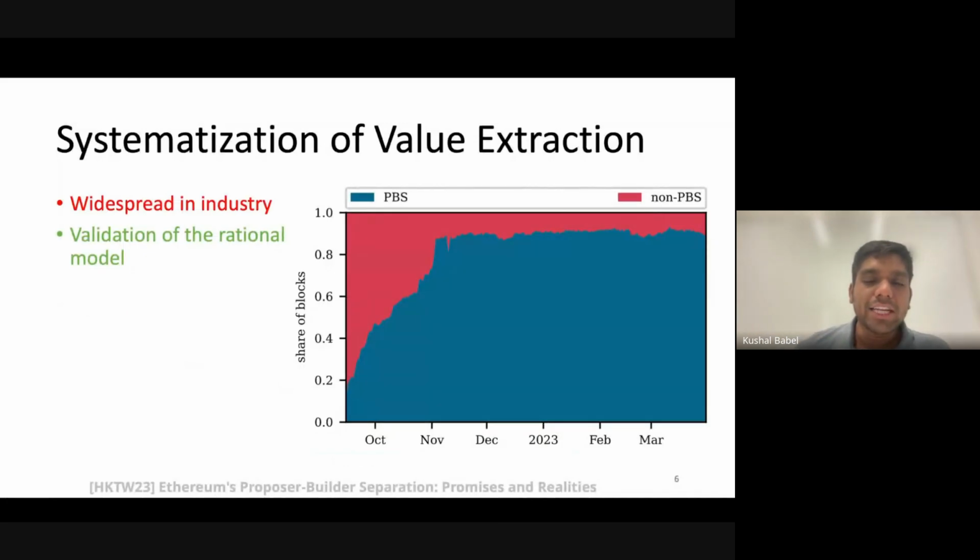This model of rational validators is in some sense validated by the past one or two years of data, which is that most of the blocks on Ethereum are now being built using PBS. So while it is widespread in industry, that provides evidence of this rational model of validators, that they will extract and jump on every opportunity that they can.